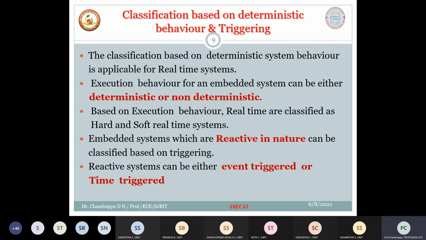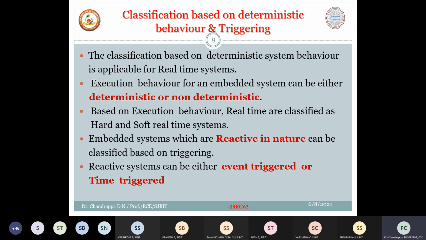The liters differ. How many liters decides the range, how much cooling capacity is there. Everything is decided by that. It is specific. So almost more than 90% of the embedded systems are concerned only about both event triggering and time triggering. This is the classification of embedded systems.